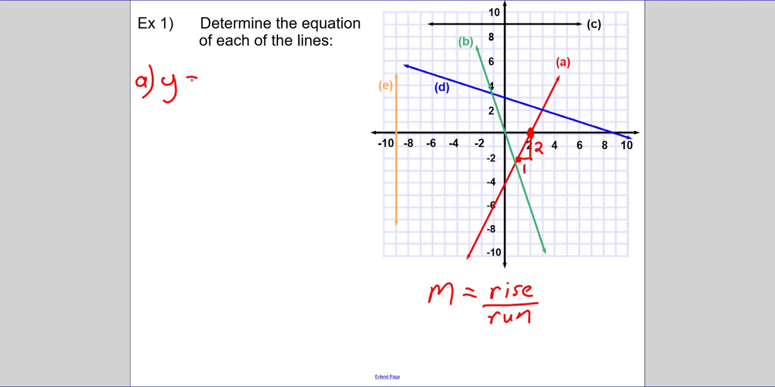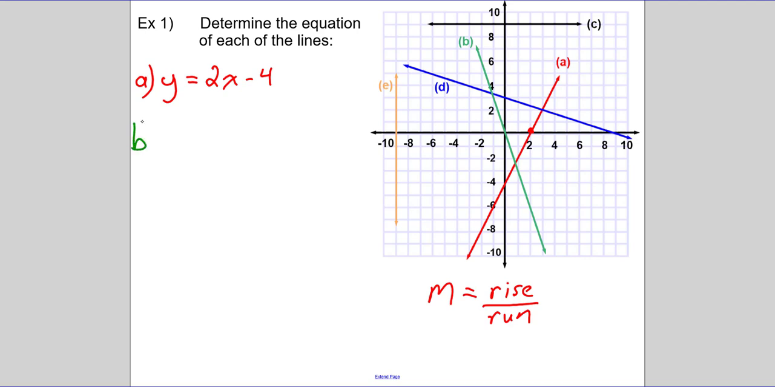So y is going to be equal to 2x plus something. That something, remember, is the b value. That's our y-intercept. When you have a graph, it's really easy to find the y-intercept because we can just read it right off the graph. We can see my y-intercept appears to be right here at -4. So for graph A, we have y equals 2x minus 4. Let's go ahead and look at graph B now.